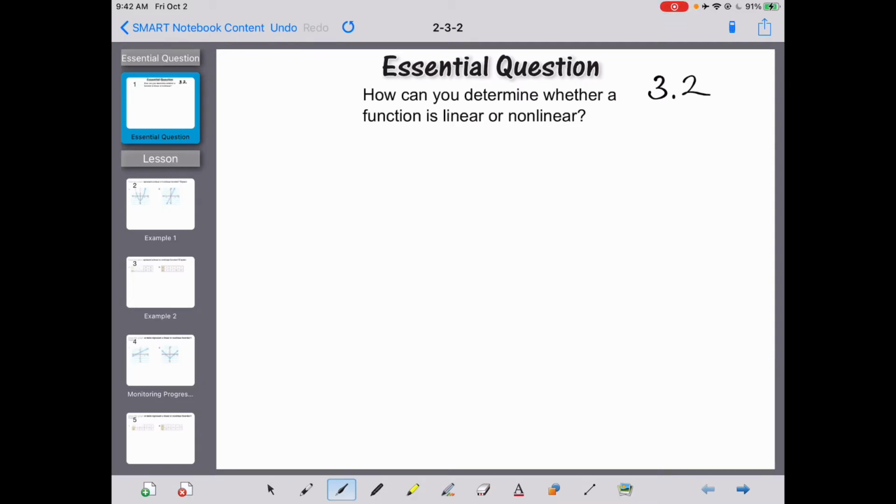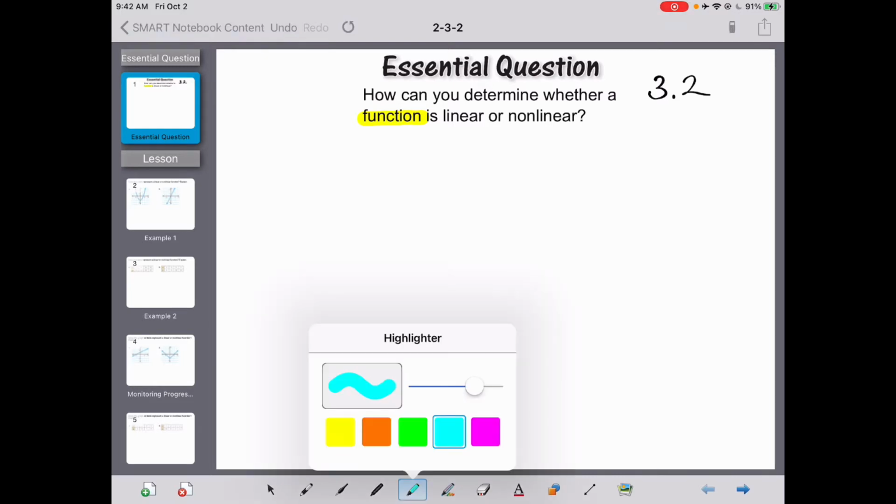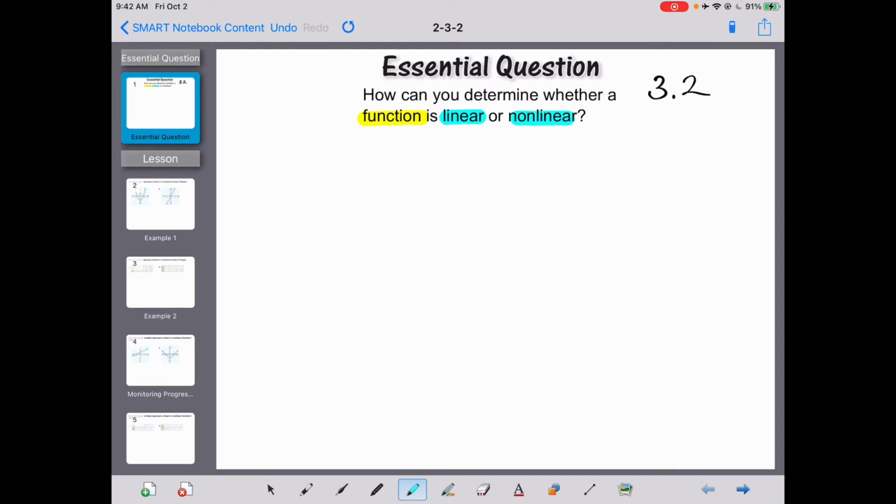So we're moving on to whether a function can be linear or nonlinear. So now you know what a function is. You know that every x can only have one output, y, and that's what makes a function. So now we're going to find out whether a specific function is linear or nonlinear.